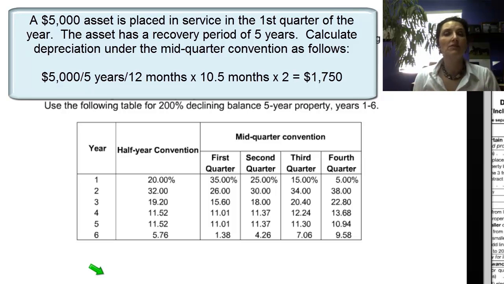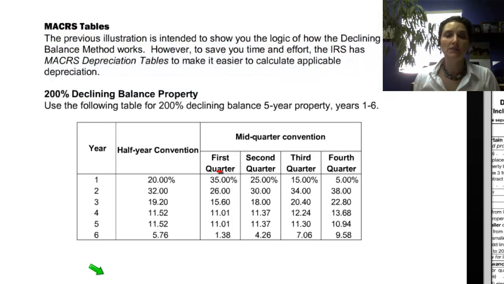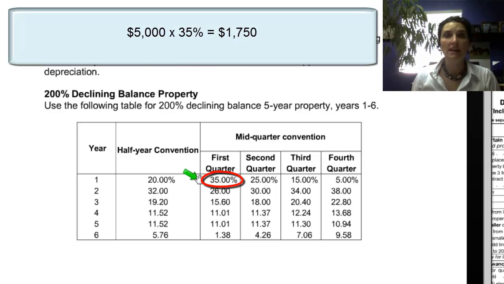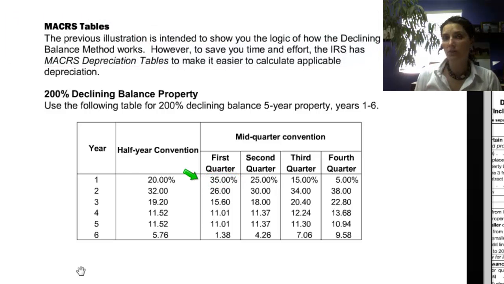Then we apply double declining balance, which would give us multiplied out by 2. So we go by 2 and we get the answer. And the answer is $1,750. Well, what happens when we take $5,000 and multiply it by 35%? Well, we get $1,750.